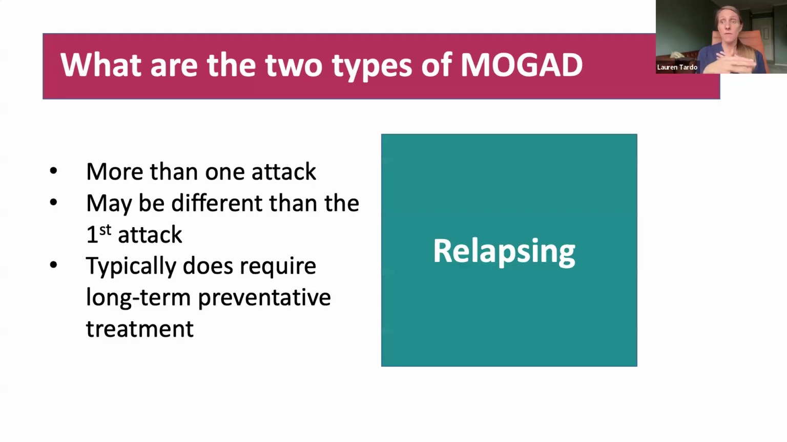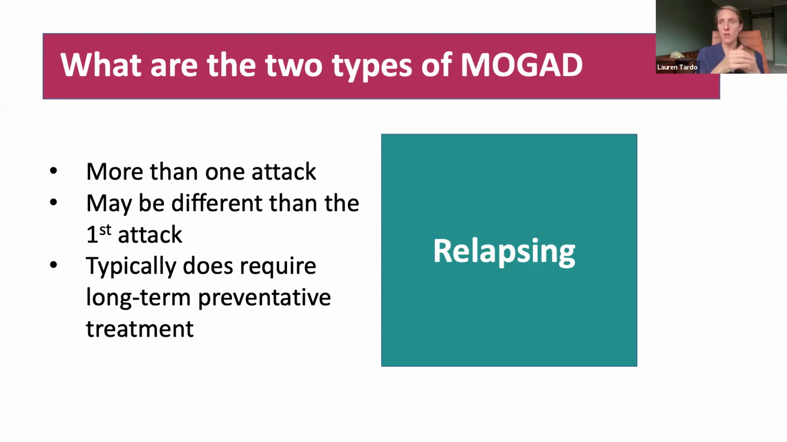But that's very distinct from the relapsing phenotype. This is when a patient has more than one attack, and generally we want to see it separated in time, so not within a short window of that initial event. And it may be different than the first attack.